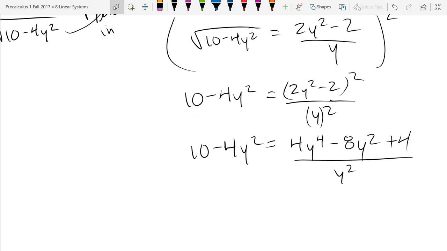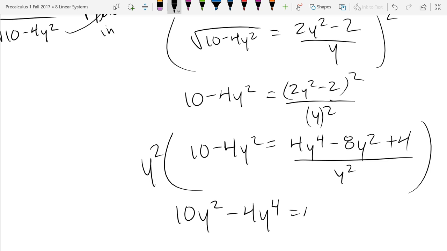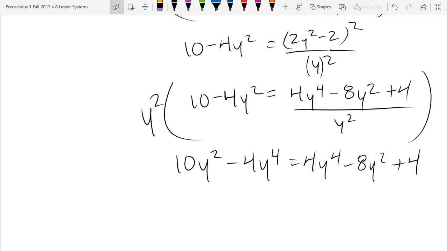How are we going to solve for y here? Could you multiply by y squared? Yeah, fractions still suck. Multiply by y squared. So we got 10y squared minus 4y to the fourth equals 4y to the fourth minus 8y squared plus 4. All right, I see some, oh no, we don't get nice cancellation here, unfortunately. So do your best to solve for y. There could be up to four solutions here because we have a degree 4 polynomial. Get 0 on one side. I think you can divide everything by 2, yeah.